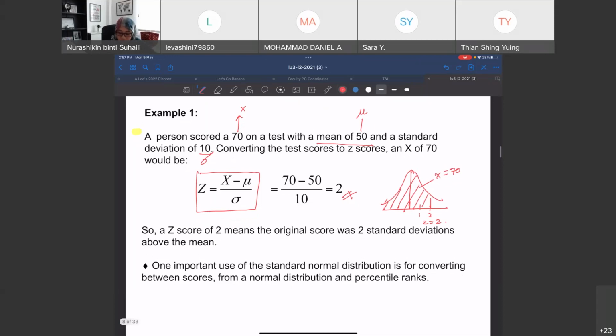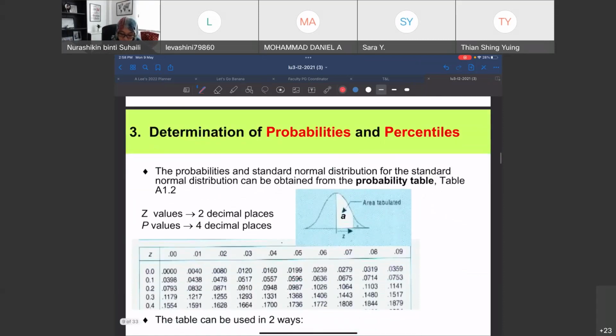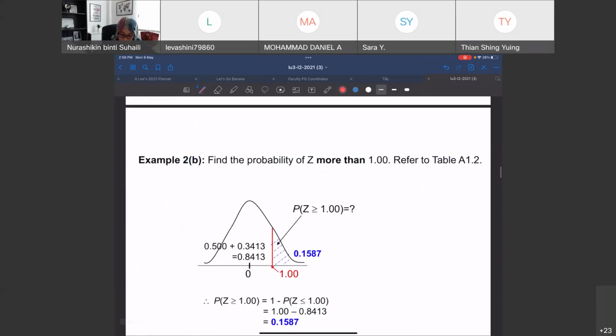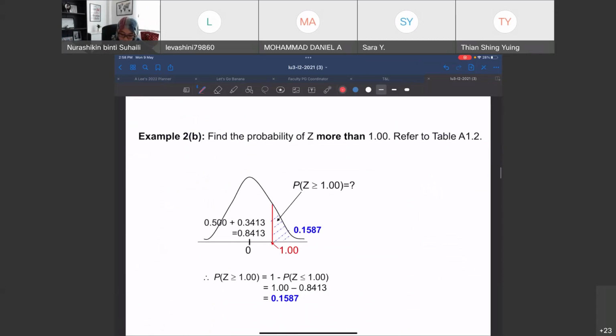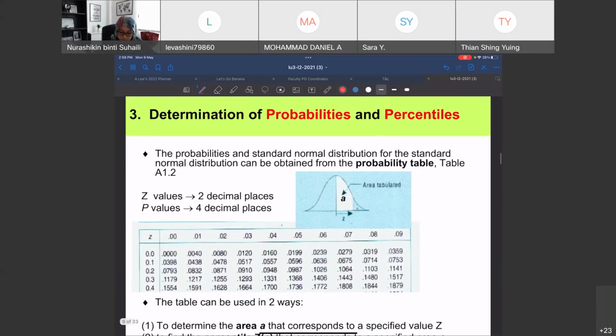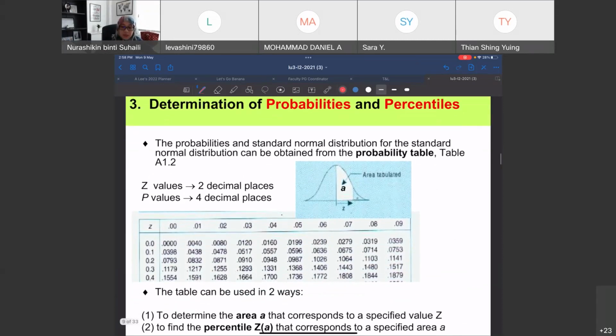One important use of the standard normal distribution is for converting between scores from a normal distribution and percentile ranks. So what does it mean? I think that will be understood if I solve this problem. Before that, some introduction to the Z table. By right, you should know how to use the Z table. You have used it before, right? Let's go into the table.